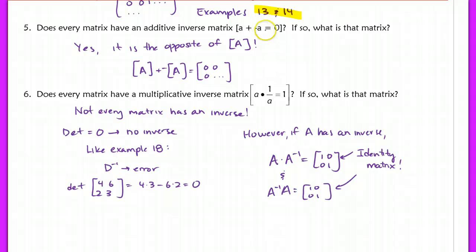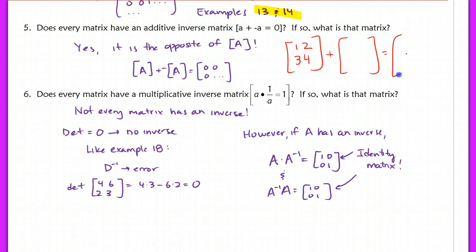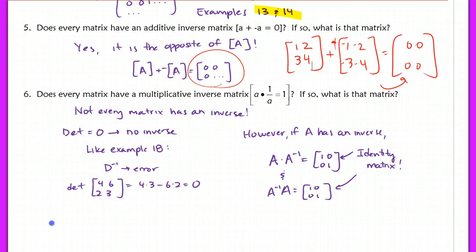Okay, and then this question here, does every matrix have an additive identity matrix, so that you have your matrix plus the opposite of your matrix to equal 0? And if so, what is that matrix? If you were to take that same matrix I was talking about hypothetically, 1, 2, 3, 4, what can I add to this in order to get the zero matrix over here? Well, if I take each one of those and I multiply it by its opposite, then I would get all zeros. So if I were to distribute that negative to each one of these here and change that to an addition problem of all the negatives, its opposite, then I get the zero matrix. So as long as you have the opposite of matrix A, you will get all zeros.